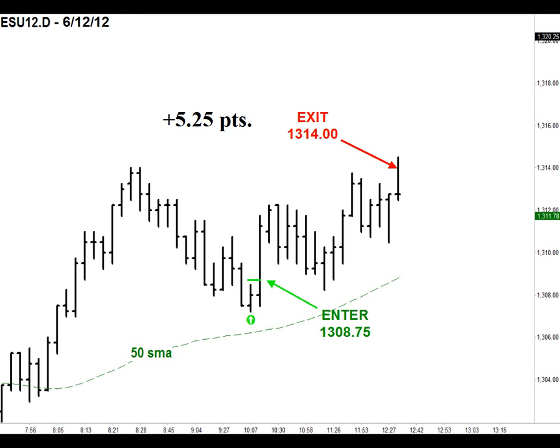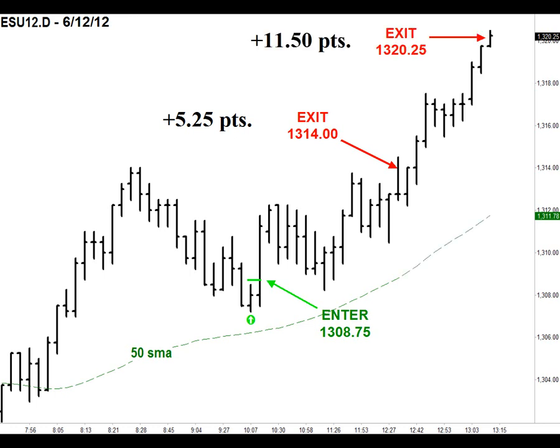But if you had only held your position for another half hour till the end of the day, look what would have happened. Using one of our standard aggressive techniques, it would have had you in till the very end of the day. You would not have exited, and you would have exited on the close at 1320.25, picked up an extra 6 points, and now instead of a 5 1/4 point gain, you had an 11.5 point gain, nearly $600 now per contract. So you see, this is another example of when you're using our aggressive techniques, they can keep you in the trade longer.